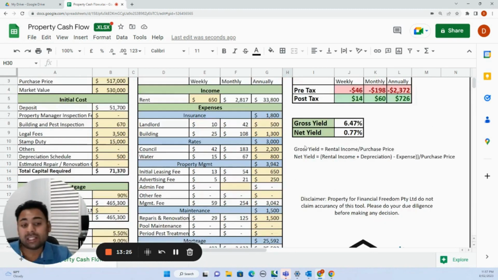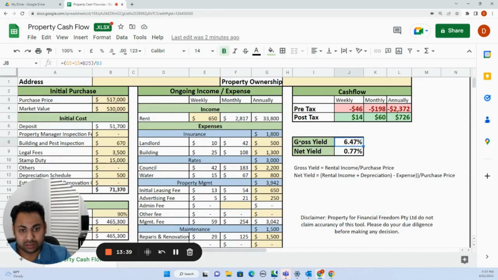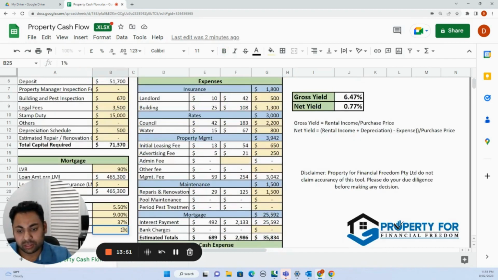So now, what is the difference between gross yield and net yield? Gross yield is basically whatever your rent is times 52 divided by the purchase price. You can also consider the vacancy rate. So this is generally the formula, this divided by this. But I have considered the vacancy rate here as well. If you put 0 here, your yield will become 6.5%.